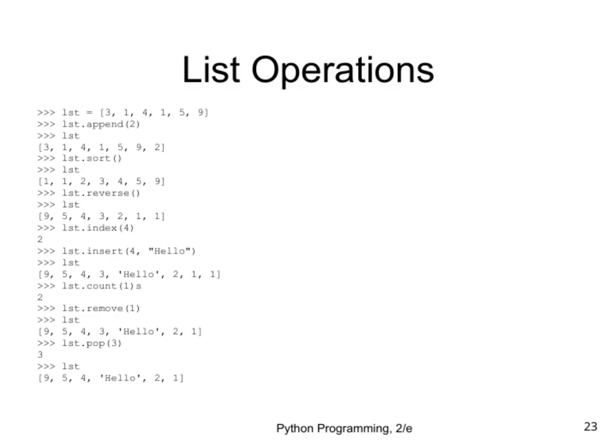All right, let's walk through some common list operations in Python. First, we start with a list called lst, which initially contains the numbers 3, 1, 4, 1, 5, and 9. We can add a new element like 2 using the append method. After appending, the list now includes that 2 at the end.